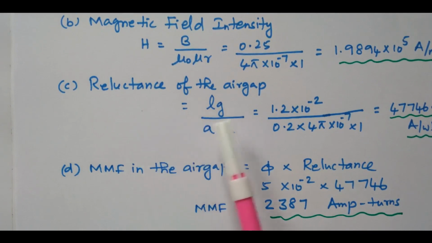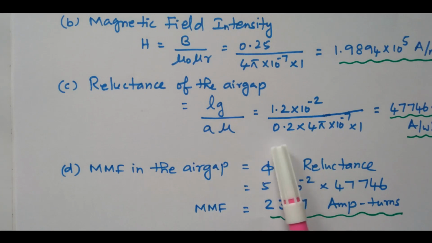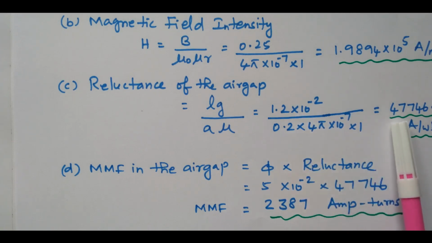The reluctance S formula is L divided by A into mu. Here it is Lg because of the air gap: length of the air gap, area of the air gap. The length is given as 1.2 into 10 to the power minus 2, and the area is 0.2 meter square. Mu is nothing but mu naught into mu r. Mu naught is 4 pi into 10 to the power minus 7, and mu r equal to 1. By simplifying this we got 47,746.4 ampere per Weber. So the reluctance in the air gap is 47,746.4 ampere per Weber. Now we'll find the mmf in the air gap.